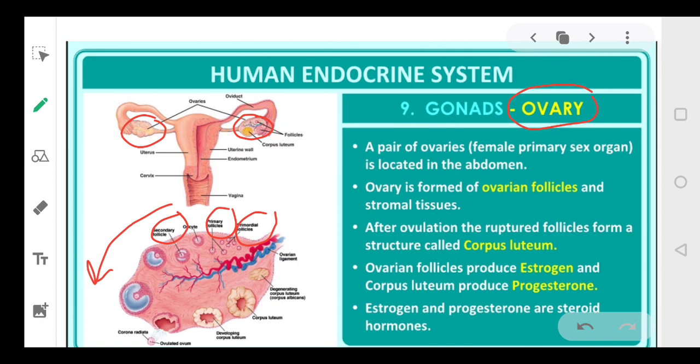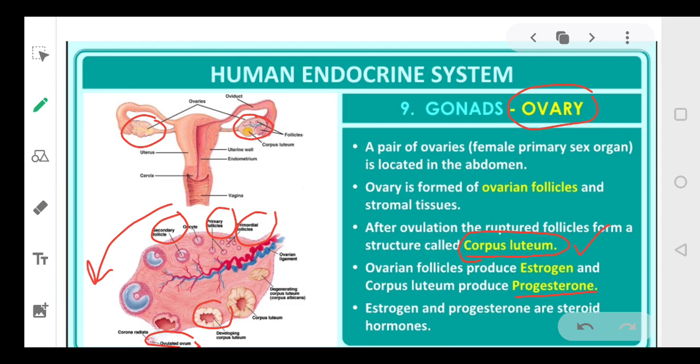So once the ovulation process has occurred, like see, this is the ovulated egg. Whatever leftover tissue remains in the ovary is referred to as corpus luteum. The tissue that is left when the egg is removed, the leftover portion of the tissue, is called the corpus luteum. Clear? And this corpus luteum produces a hormone which is called progesterone.